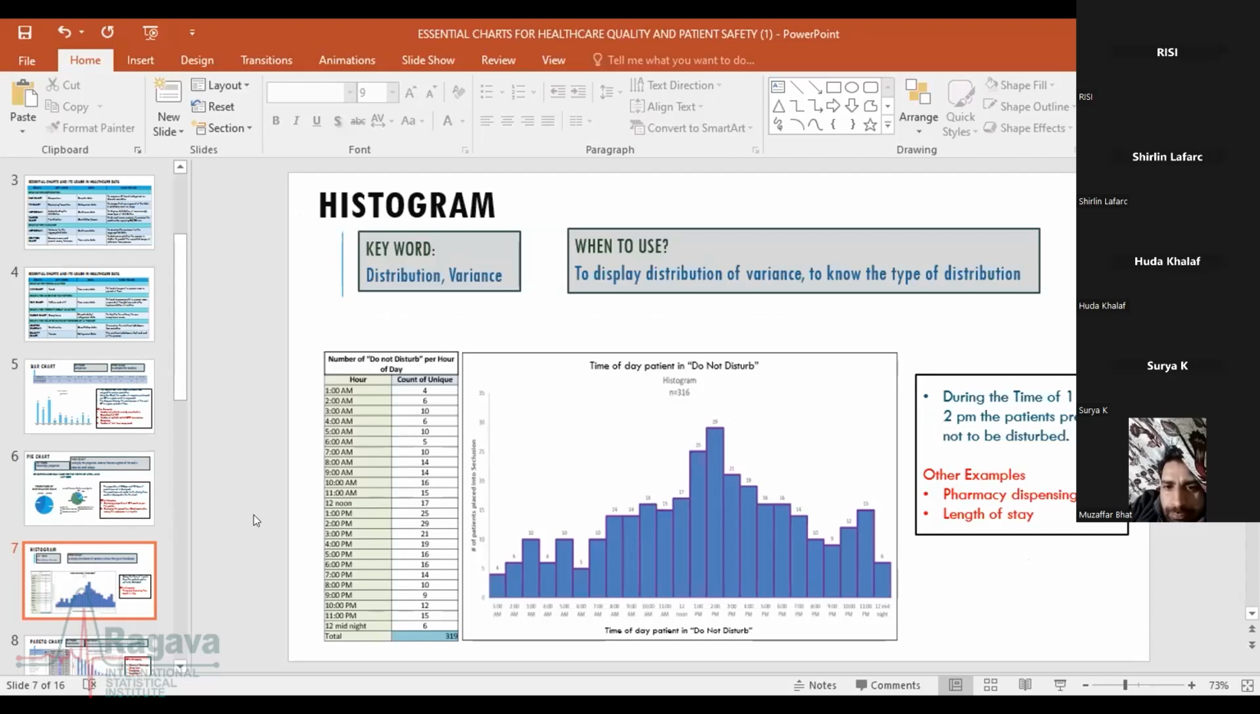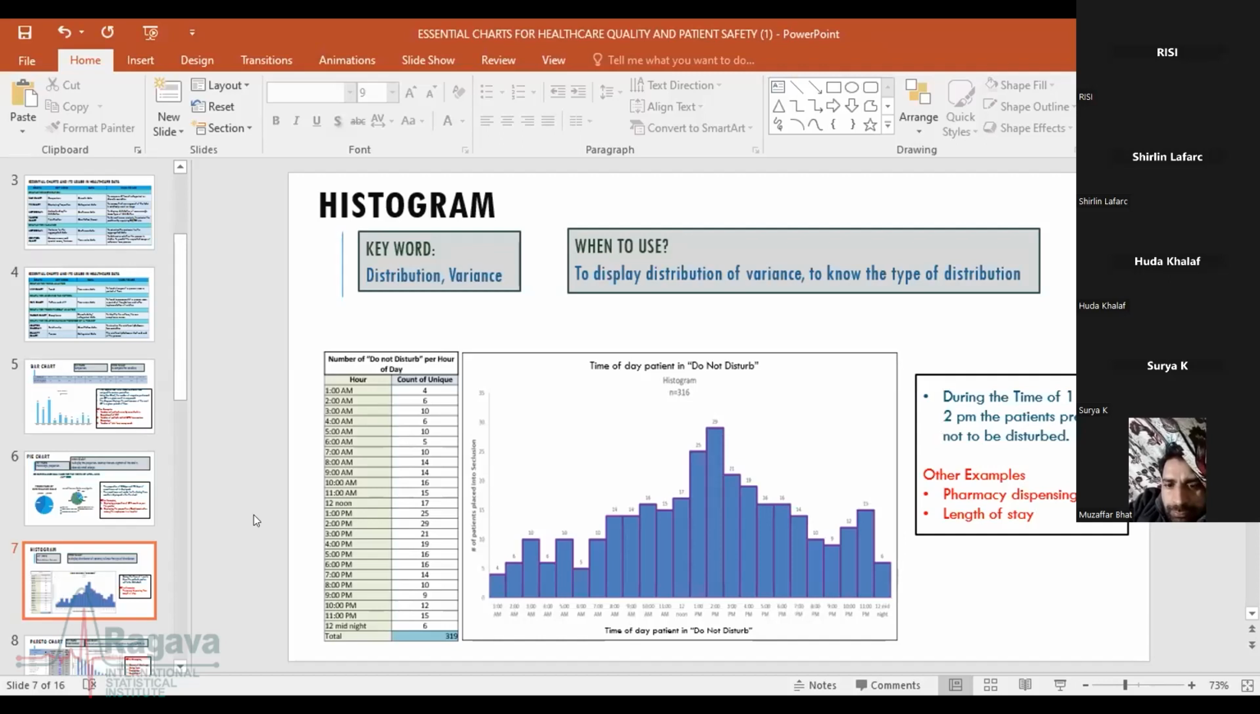In an organization, a number of people visit the patients: the service excellence team, the physiotherapist, and other people like housekeeping. So patient compliance has decreased because they are getting disturbed. So a small data collection was done. What is the time in a day that patients do not want to be disturbed? The data was collected starting from 1 a.m. to the next day 12 midnight.